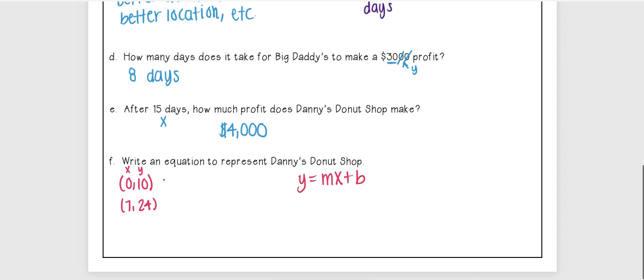And then I have to find the slope. I'm looking for my change in y over my change in x. So I first see how my y changes. So I think, okay, how do I get from 10 to 24? Well, 10 plus 14 gives me the 24. Then how do I get from 0 to 7? Well, 0 plus 7 equals 7. So that means that my slope is going to equal my change in y, which is 14, over my change in x, which is 7. And then 14 divided by 7, I get 2.